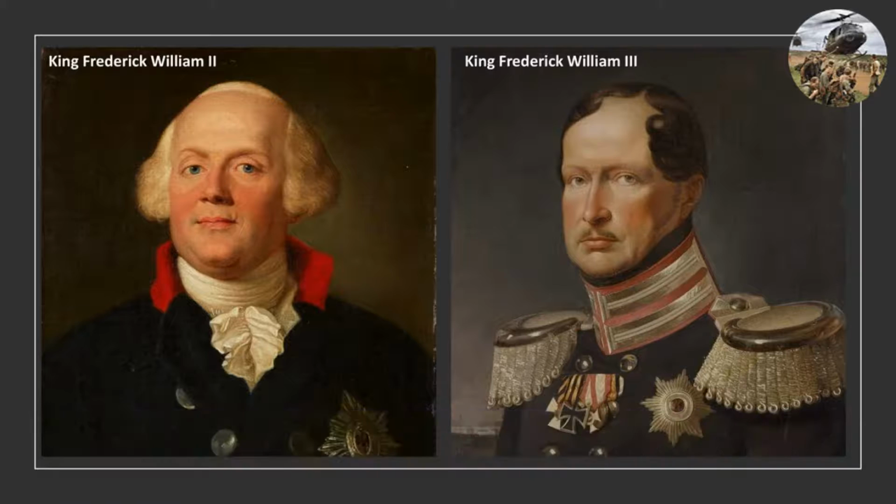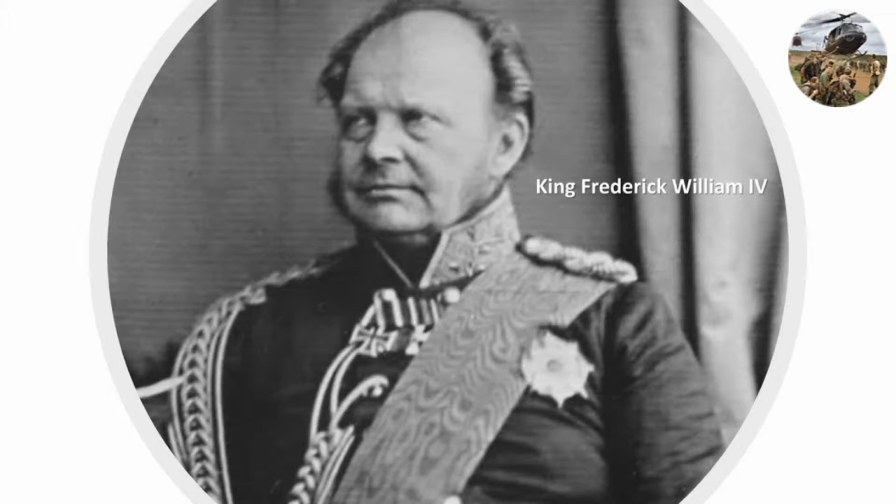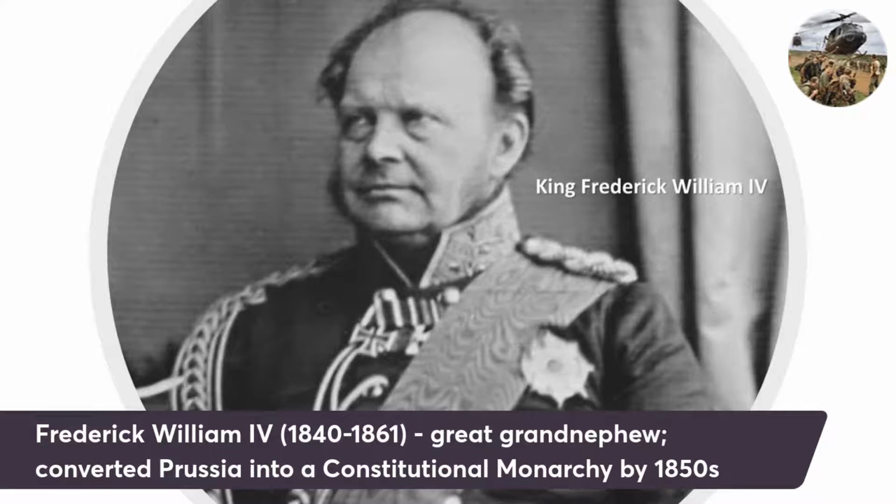This other ruler, King Frederick William IV, was basically a great-grandnephew of Frederick the Great. He's the one that in the 1850s began to convert Prussia to a constitutional monarchy. Prussia goes from an absolute state to a constitutional monarchy, which was largely caused by the revolutions of 1848 that racked Europe at the time. They realized they had to make reforms and give people more rights, like the right to vote. It's something you start to see in 19th century Prussia overall. He was king until 1861.